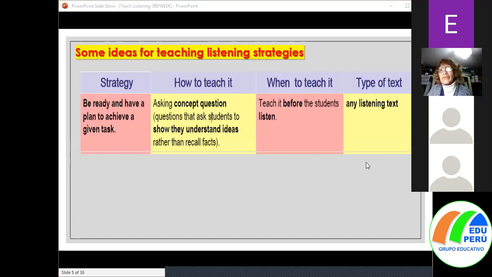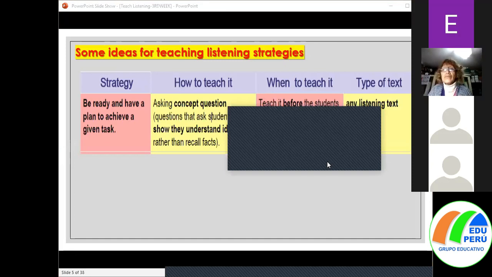Before passing to the topic of a strategy, please don't forget to turn off your microphones. Sí, mi amor, ya. Hay mala conexión.